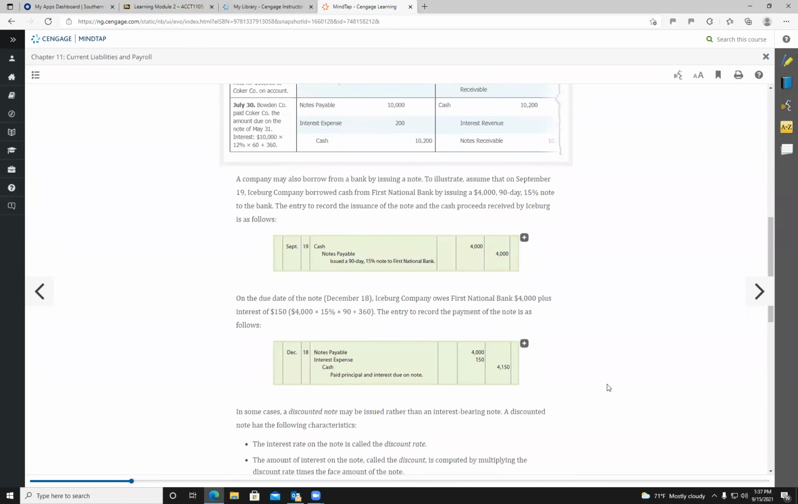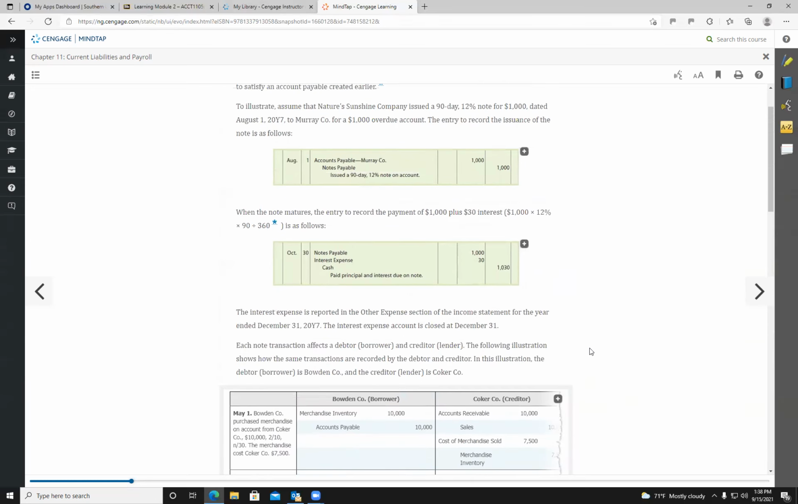So let's look at this. A company may also borrow from a bank by issuing a note. So to illustrate, let's look at some journal entries for examples of when you may do a short-term note with a bank. In this situation, Iceberg Company borrowed cash from First National Bank by issuing a $4,000 90-day note at a 15% interest. How would we record this?